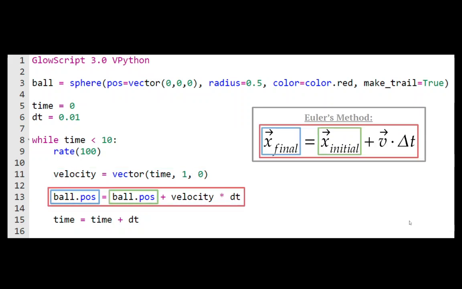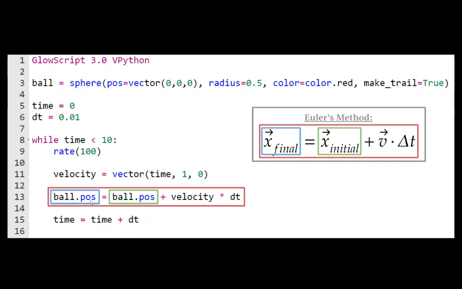So moving on to line 13, this is where we implement our Euler's method. Remember that in Python, when we have a single equal sign, we evaluate the right side first. So we have the current, or initial, position of the ball, plus the velocity at the current moment, times a small step in time. And according to our equation for Euler's method, that gives us our final position, which we then store as the new, or updated, position vector of the ball.